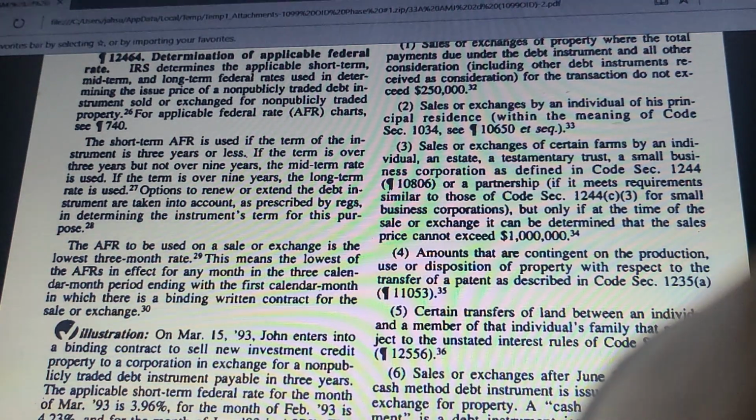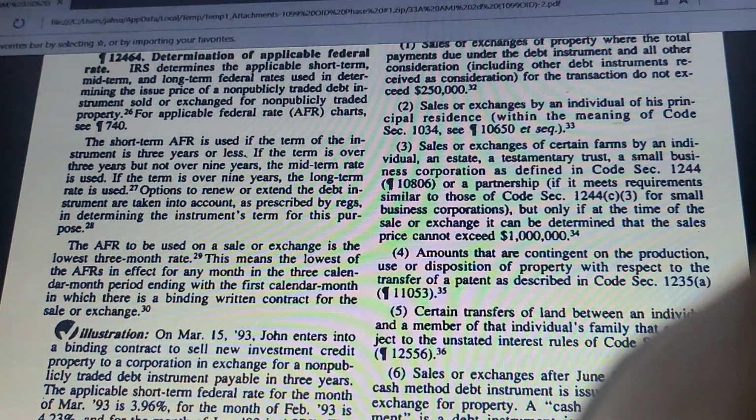If the term is over 3 years but not over 9 years, the mid-term rate is used. If the term is over 9 years, the long-term rate is used. Options to renew or extend the debt instrument are taken into account as prescribed by regulations in determining the instrument's terms for this purpose.